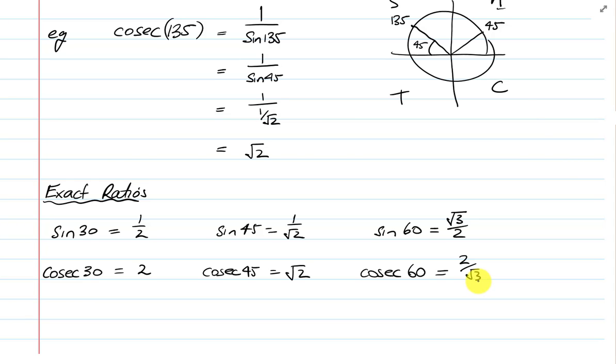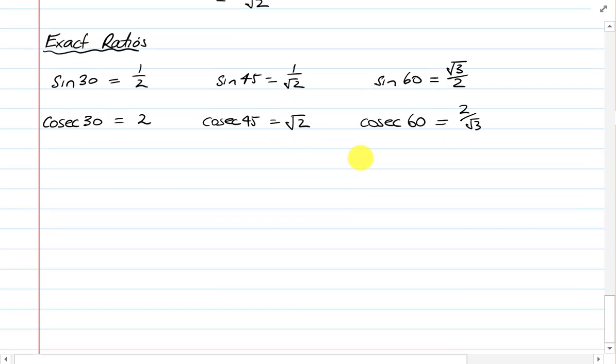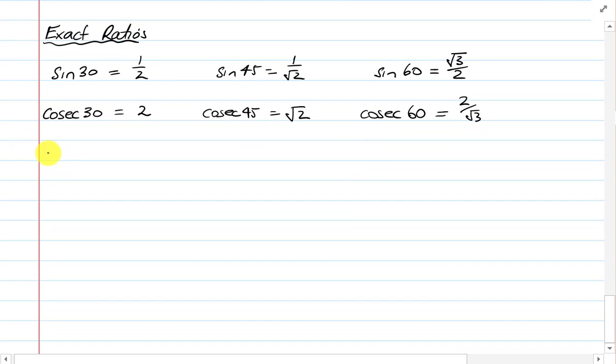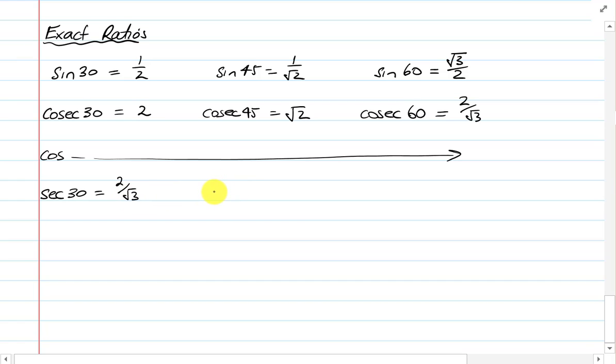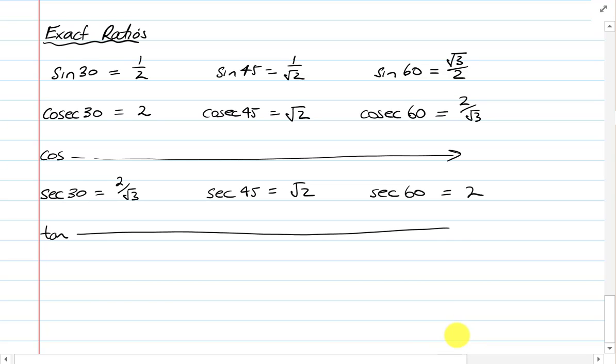And so we can get the same with the other reciprocals as well. So I'm not going to write down the cosine ones. Cos goes here, but sec being the opposite to cos, sec of 30 is 2 over root 3. Sec of 45 is also root 2, and sec of 60 is equal to 2. And then we have our tan ones. You can go back and look at your table for those.